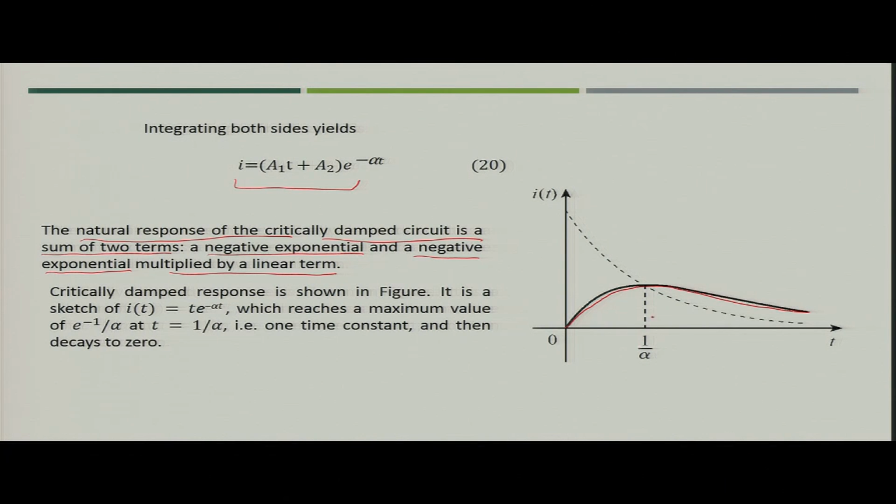Now, if you see at time t equal to 1 by alpha, what will happen? If you put this value in, I t is equal to t into e to the power minus alpha t. So, the value will be maximum at t equal to 1 by alpha, and the value of the maximum is e to the power minus 1 by alpha. So, that means after one time constant, the current will reach its peak value and then slowly decay to 0. This kind of response you will see when the system is critically damped.